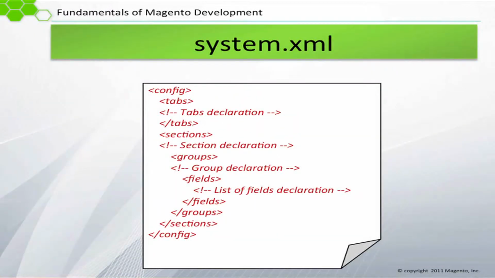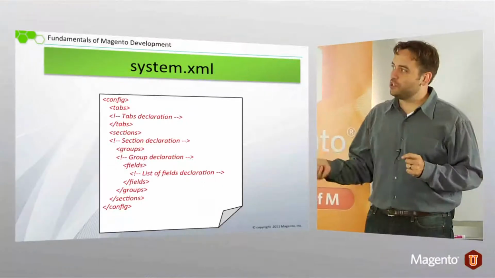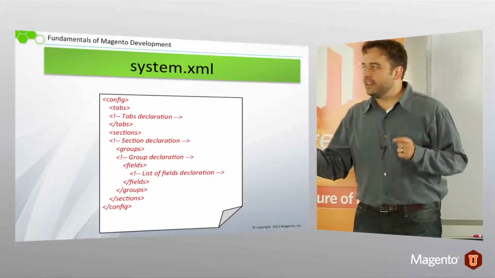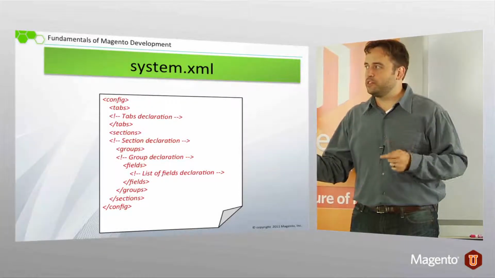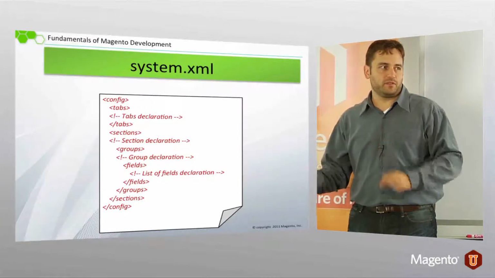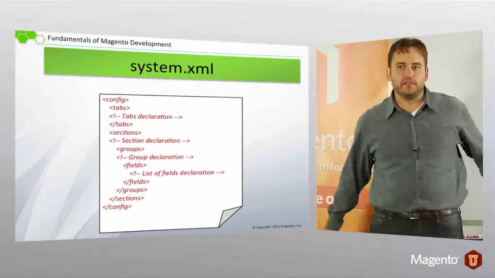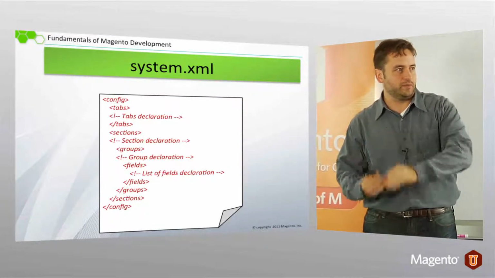This is a great slide. This is the structure here. You see under config in system XML, you have tabs, and then adjacent to tabs, you have sections. Inside sections, you have groups, and inside groups, you have fields. So this container structure is big in Magento Admin.